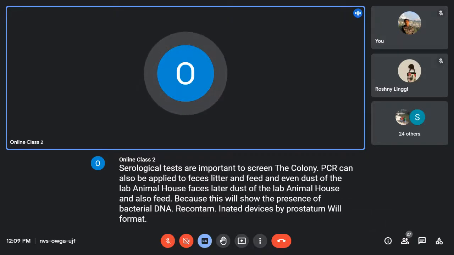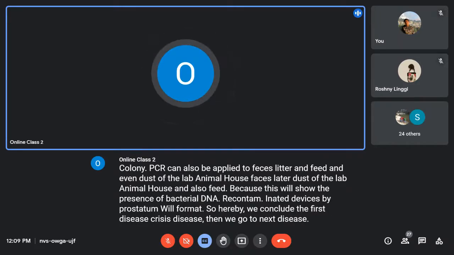So hereby we conclude the first disease, Tyzzer's disease. Then we go to the next disease, pseudotuberculosis.